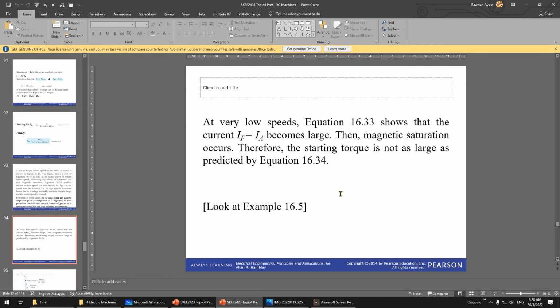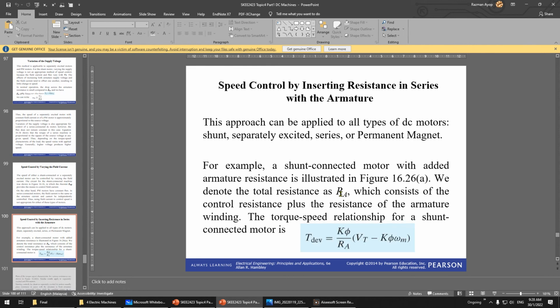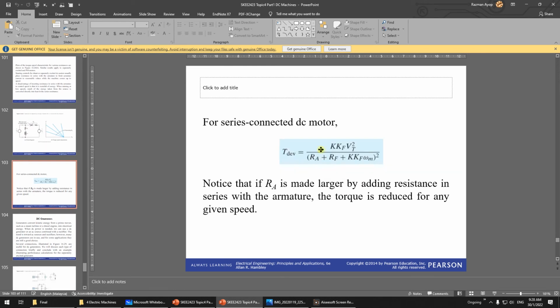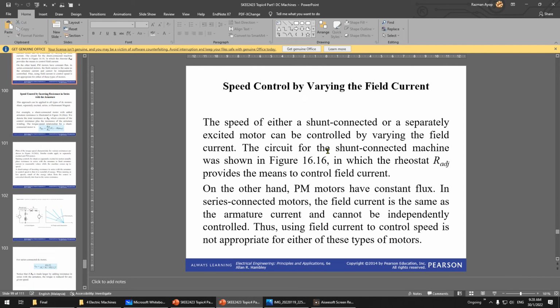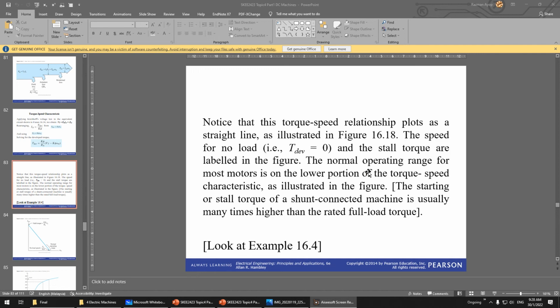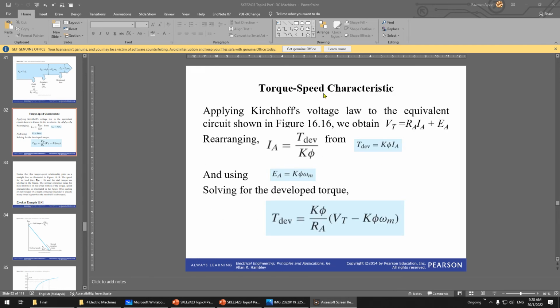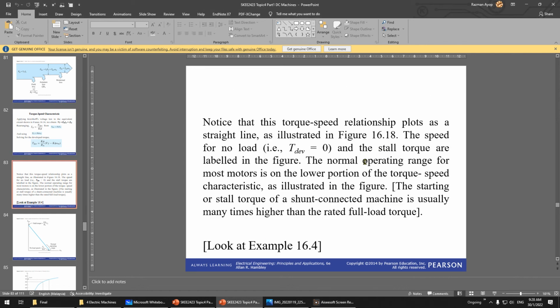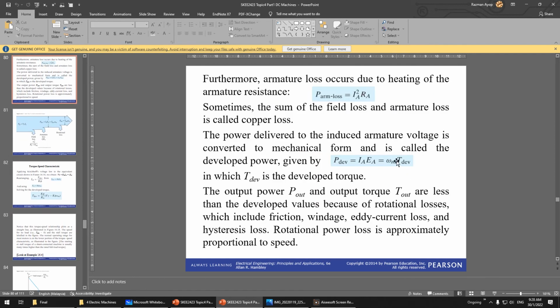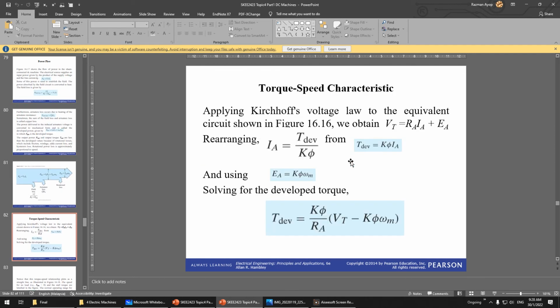And you need to know the shunt derivation. This is for series. This is for shunt. Make sure you know how to derive the torque speed characteristic equation for the shunt as well as for series. I think that one has a large mark, the derivation. Make sure you know how to draw it, how to derive it.